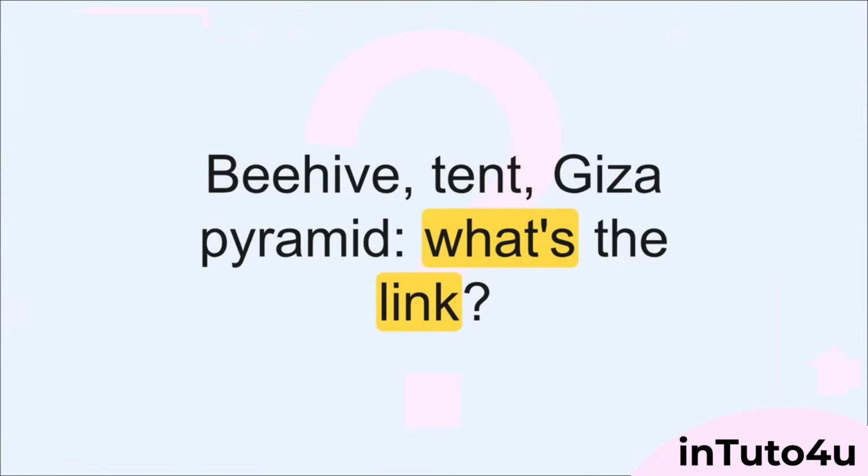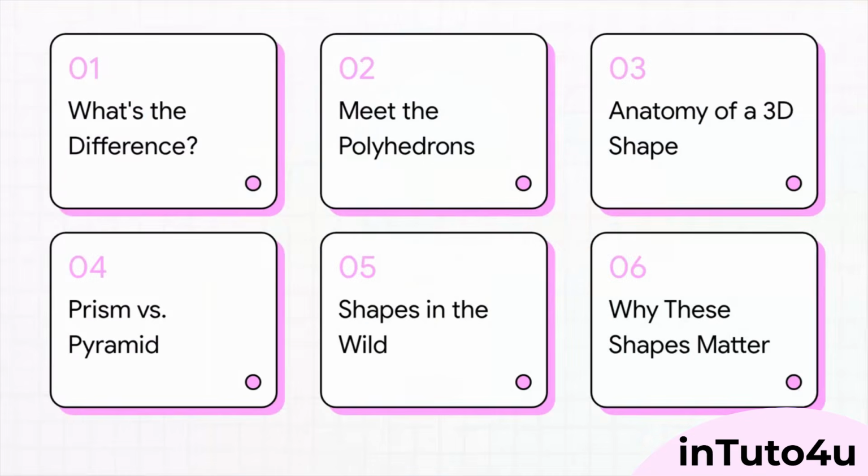What on earth could connect the amazing structure of a beehive, a simple camping tent, and one of the actual wonders of the ancient world? Well, the answer is hiding in plain sight, and it has everything to do with the shapes we're about to break down. Here's our game plan.